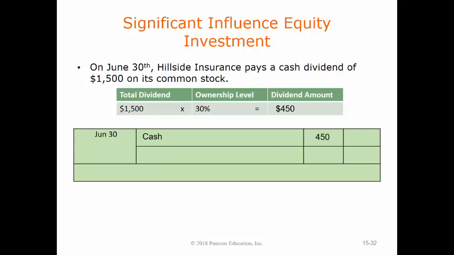But since they are paying out cash, in this case, to their investors, the overall value of their company is going to be decreasing, and we are tied to them, which means the value of our investment in that company has to go down as their overall value goes down. We're going to decrease our equity investments, the Hillside account, by that same $450, in the journal entry to record the dividend from Hillside using the equity method.